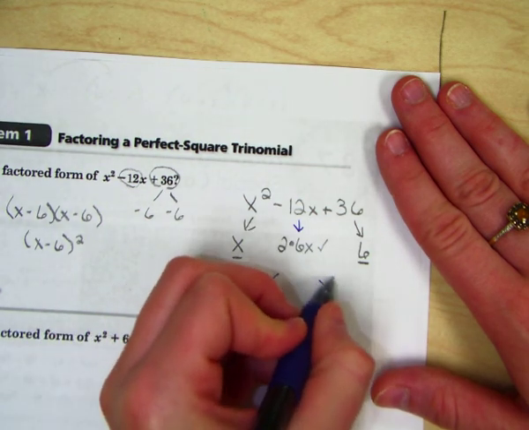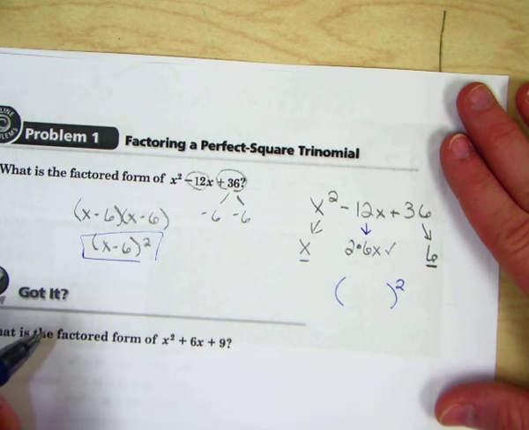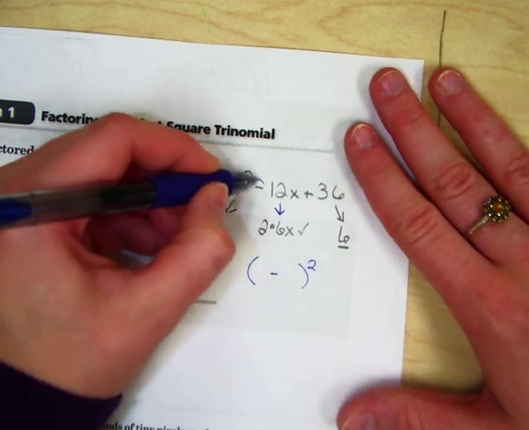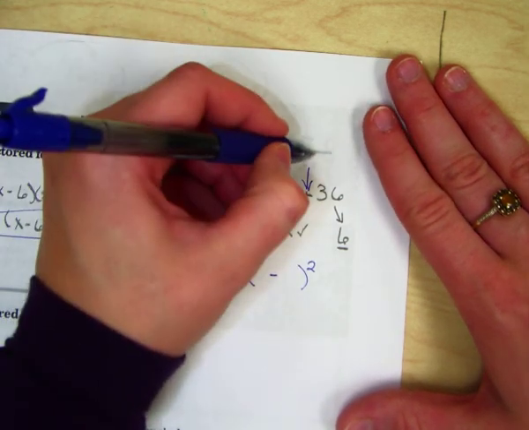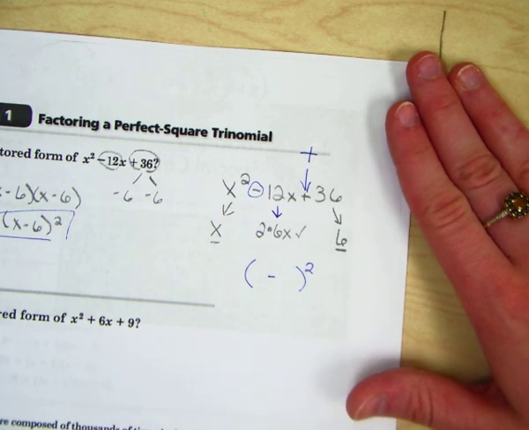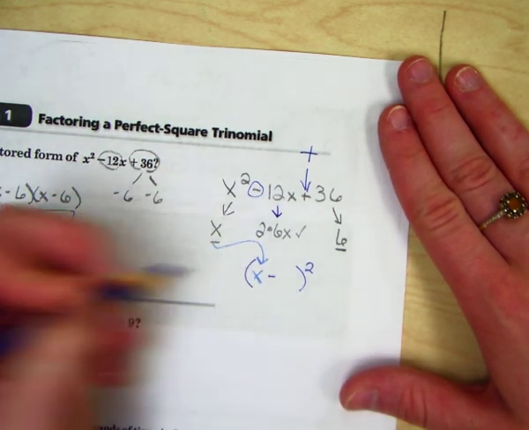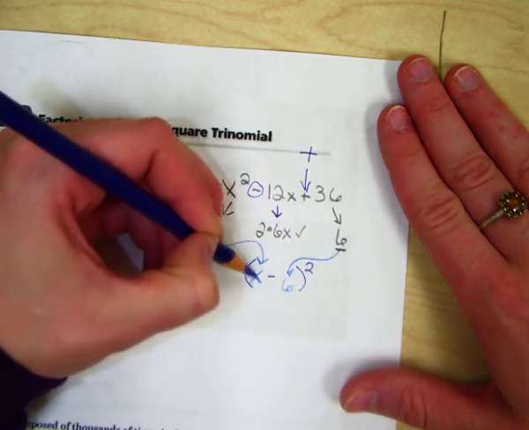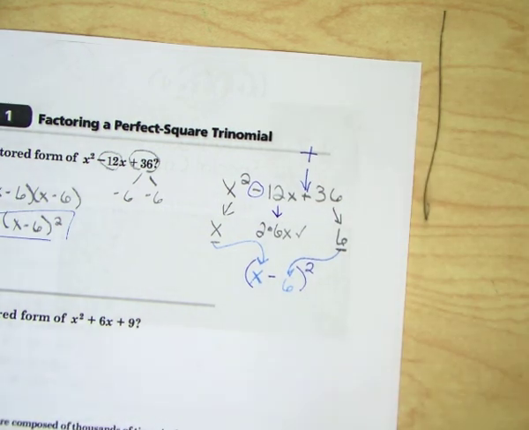You put your parentheses and you put a square on it. See how we're just jumping to the final answer. You put a minus sign on it because this was a minus here. By the way, never forget that has to be a plus because anything squared is always positive. And you simply fill in your numbers. X goes here, 6 goes here. If you don't memorize the shortcut, you don't have to use the shortcut.